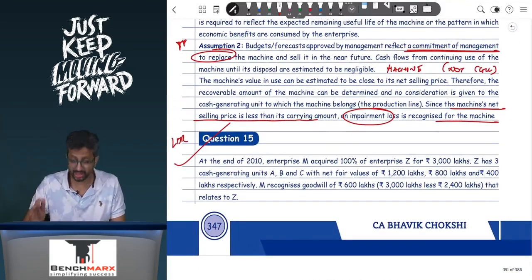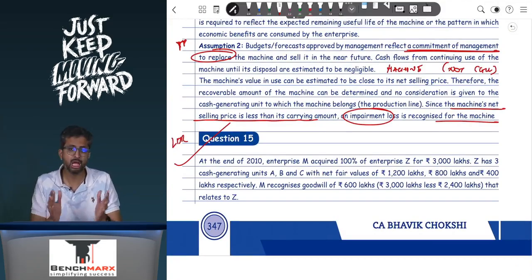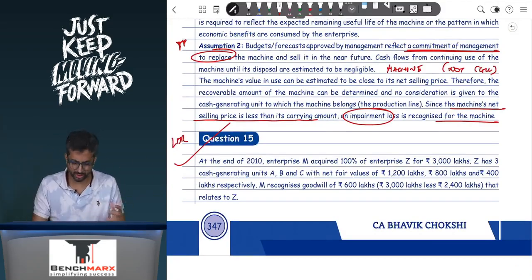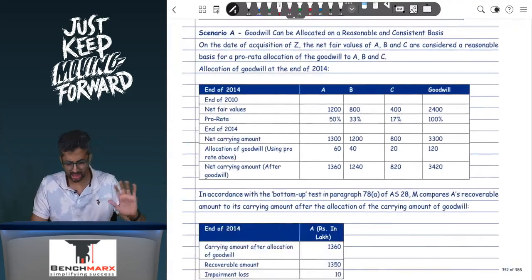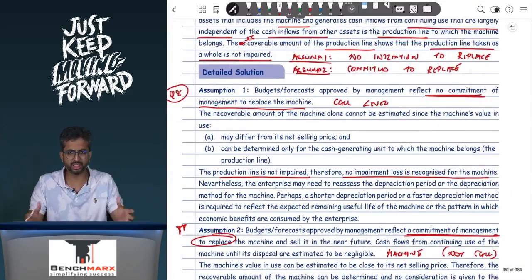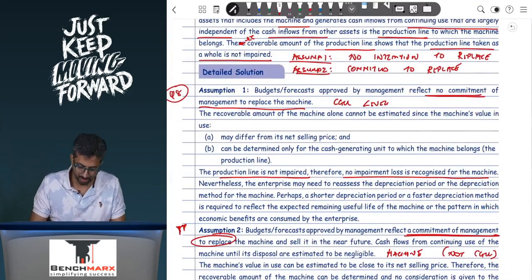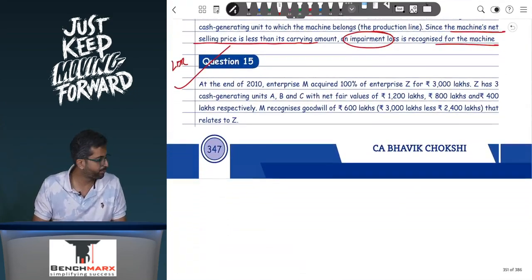Question number 15 is an important question from a last day revision perspective, also an example from the institute's perspective. So here we have not had a separate question answer type of a thing. We have done it the way the institute's example appears. So over here, let's review.